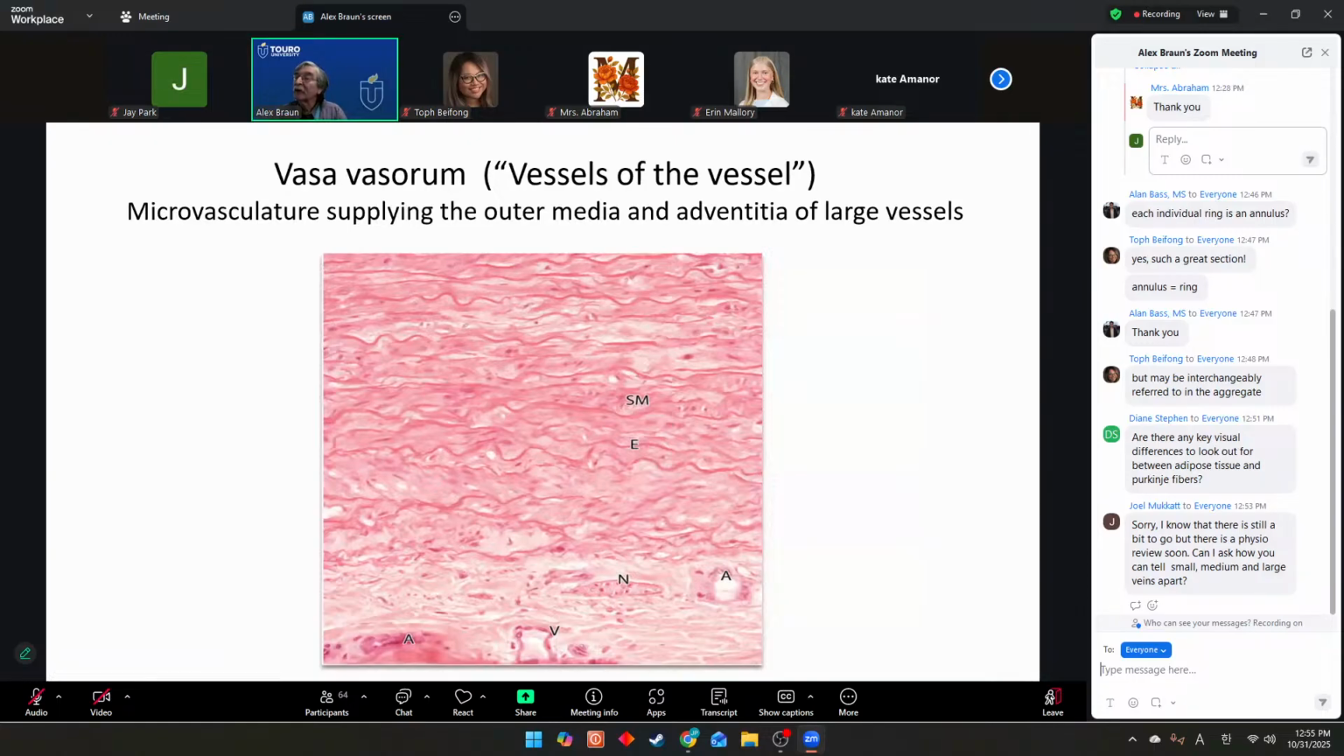Here's another picture of an elastic artery showing you even better the adventitia out here. This is adventitia, and within the adventitia, I see a microvasculature, very small arterioles and venules and maybe capillaries, and there may even be some other things like nerve twigs. This is part of the media right here with many layers of elastic tissue.